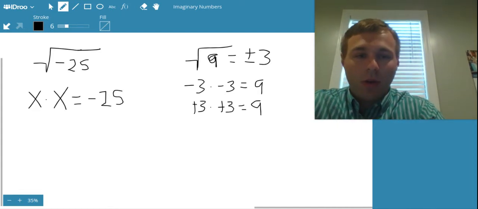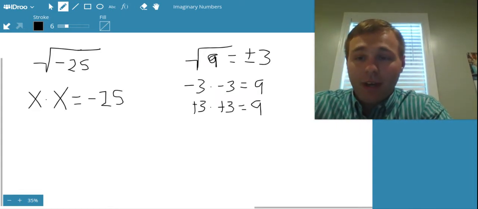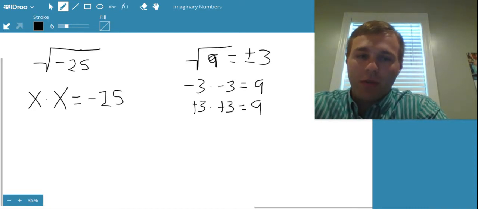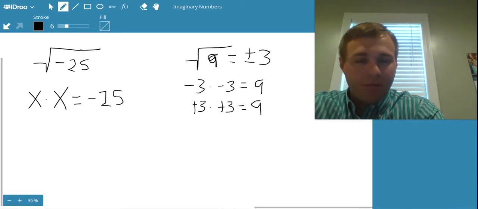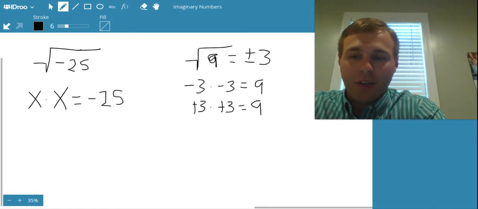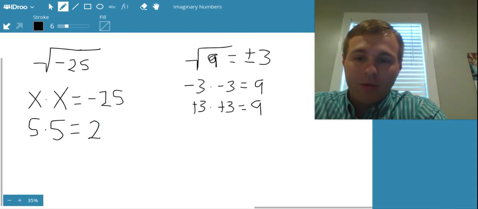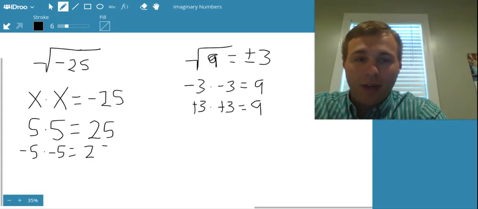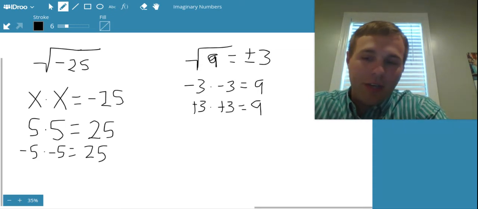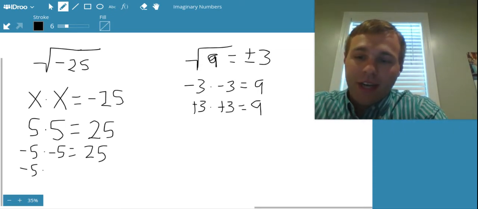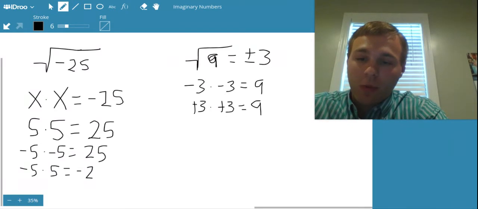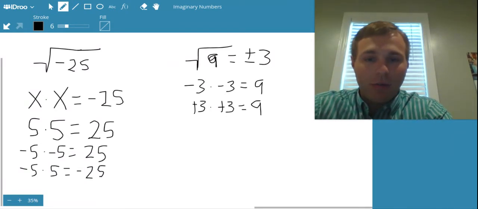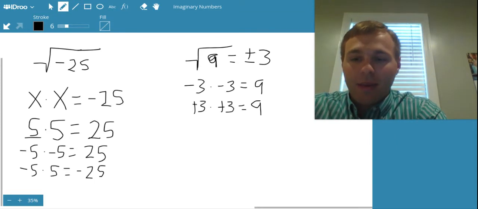So returning to our original problem, negative 25, how can you get the square root of a negative number? Well, let's throw out some alternatives, and let's try 5 times 5. That equals positive 25. Then we'll try negative 5 times negative 5. That also equals 25. Then you might be inclined to say, okay, I'll do negative 5 times 5, which does equal negative 25. However, that is not the square root. The square root needs to be the same thing.